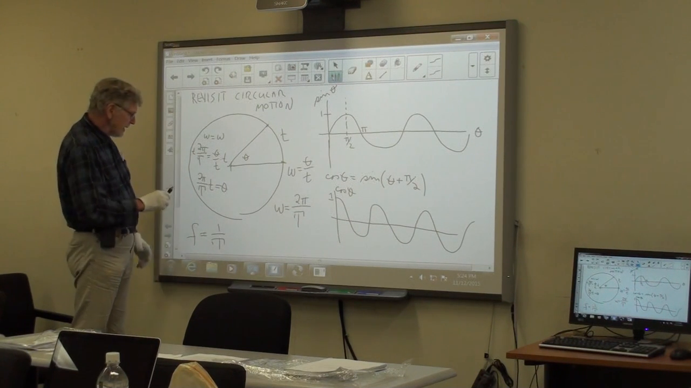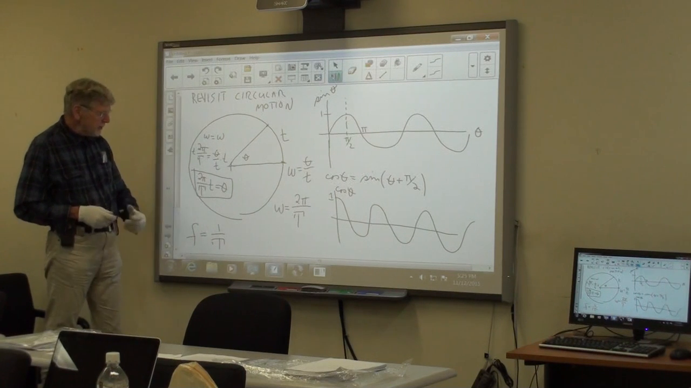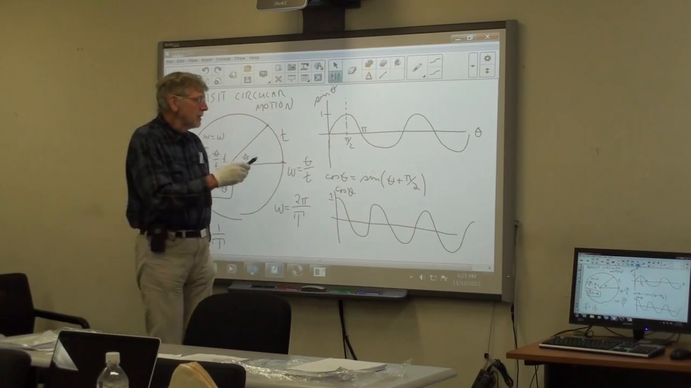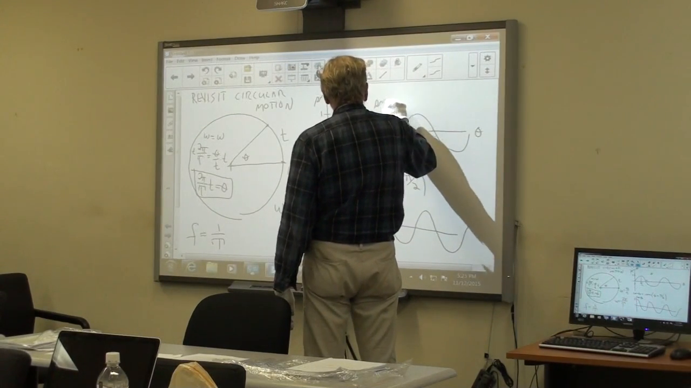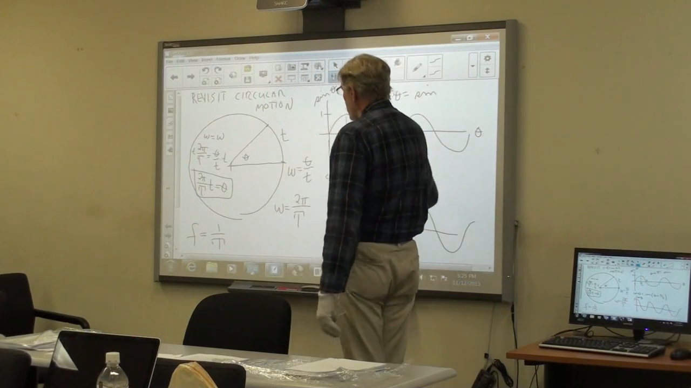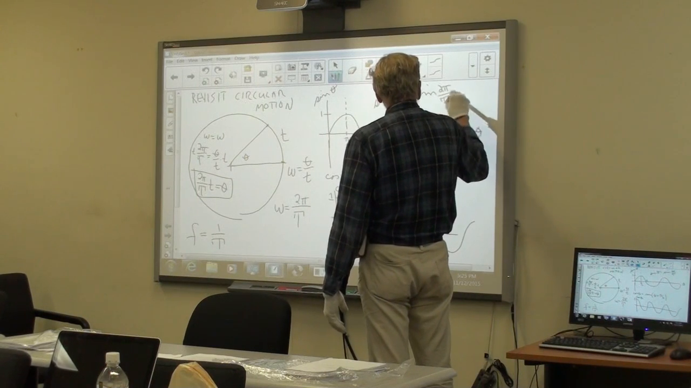So that means that the central angle, the angle that is at the center, is proportional to the time he's been running. So that means that we can rewrite the sine of theta as the sine of what theta is equal to, which is 2 pi over capital T times small t.